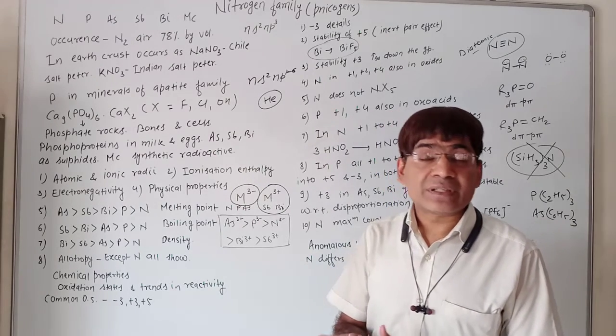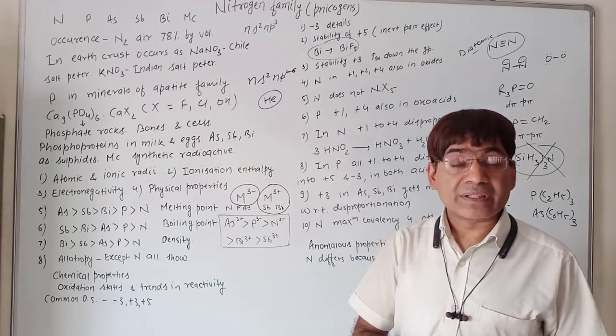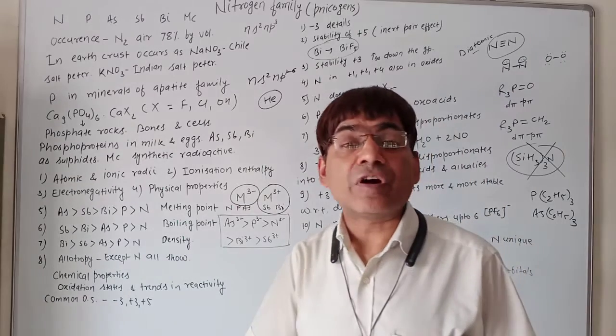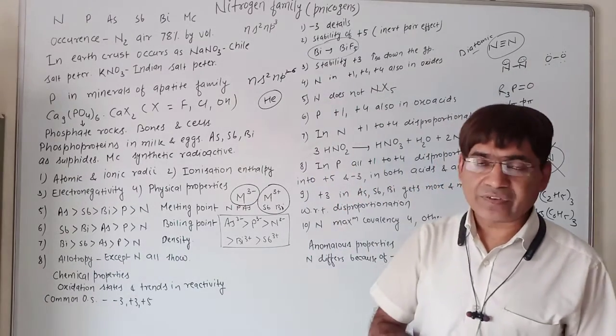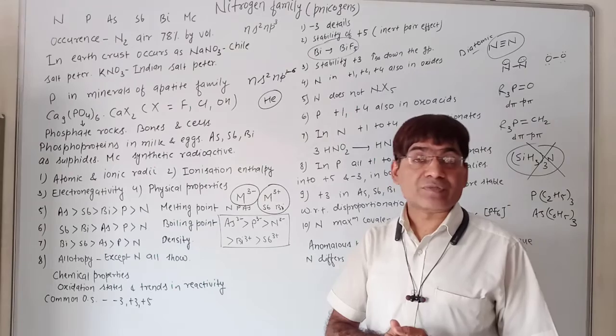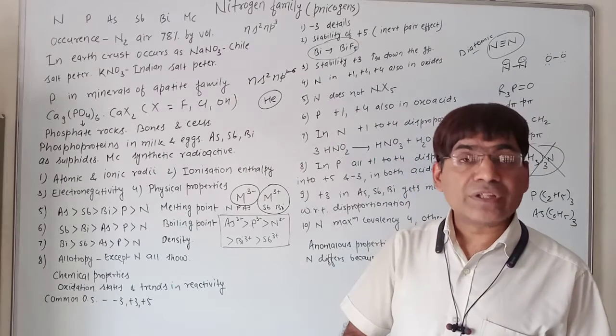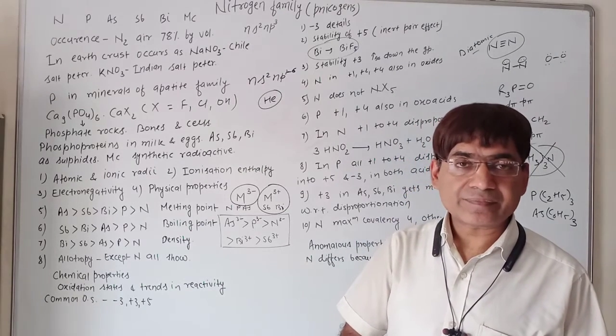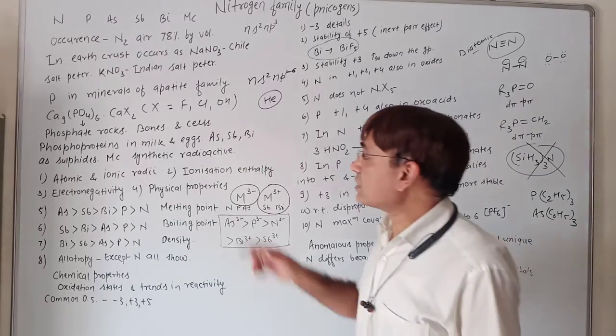Now the next members, that is arsenic, antimony and bismuth. These members are mainly found in the form of their sulfides. Clear?